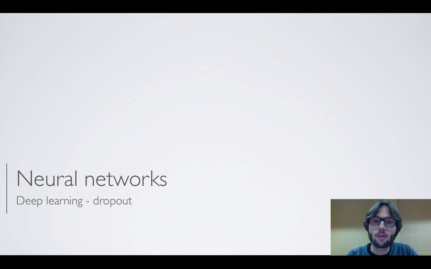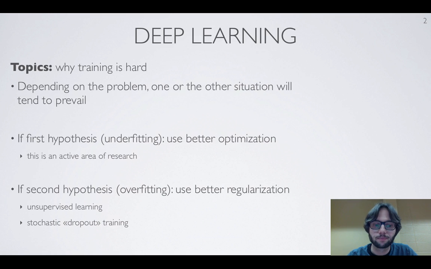In this video, we'll see another procedure for addressing the overfitting issues in deep neural networks known as dropout training. So we saw previously that if we're having overfitting issues in deep neural networks, we could use unsupervised pre-training. And now we'll look at the other procedure for fighting overfitting known as stochastic dropout training.